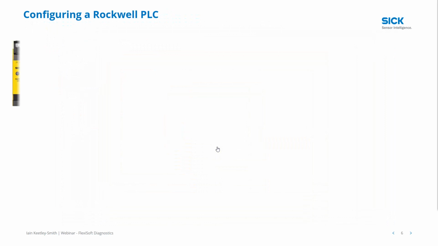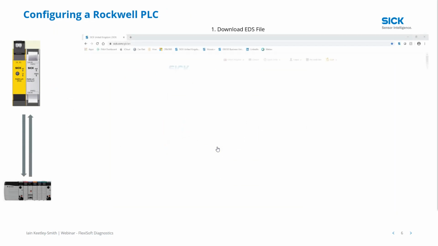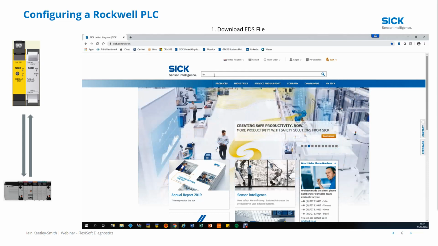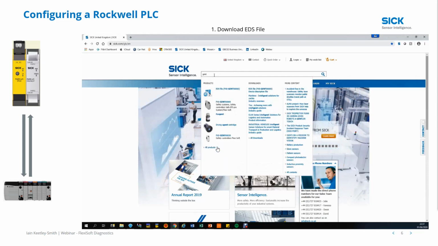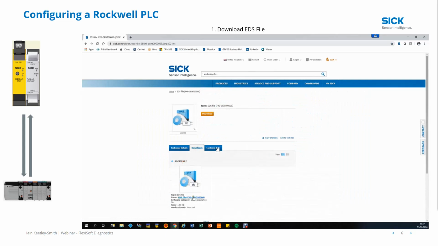So the next thing we'll do is look at how you actually do this in the Rockwell PLC. Again, there is the CPU, there's your bidirectional communication to a Rockwell ControlLogix PLC. Now, the first thing you can do is download the EDS file. If you go to the SICK website and type in the card that you're using, in this case a Gent card, you can see it takes you straight to the area where you can download the EDS file. And that EDS file will then be used in the Rockwell PLC. So that is relatively simple to do.